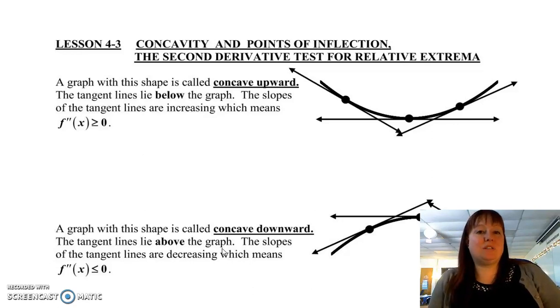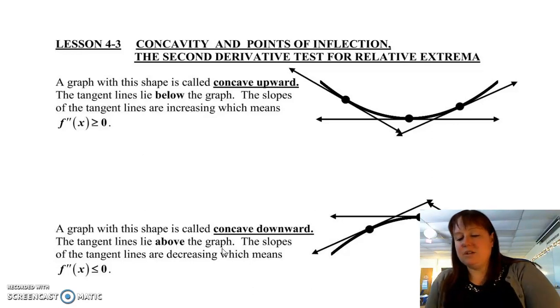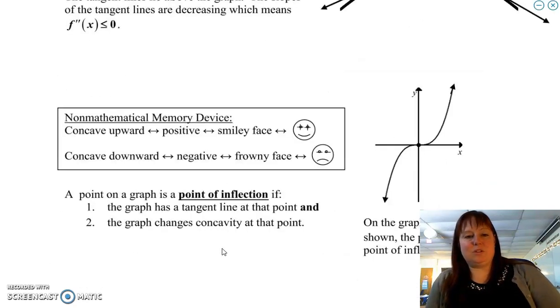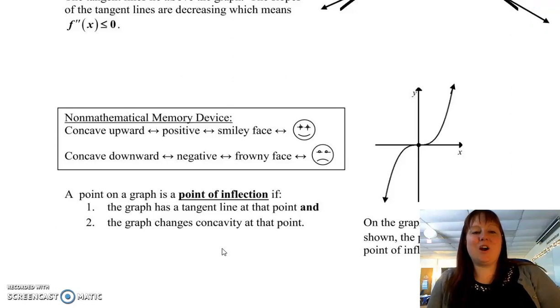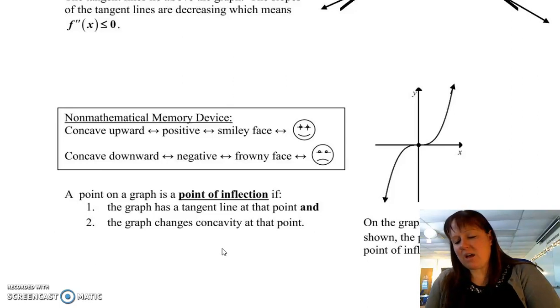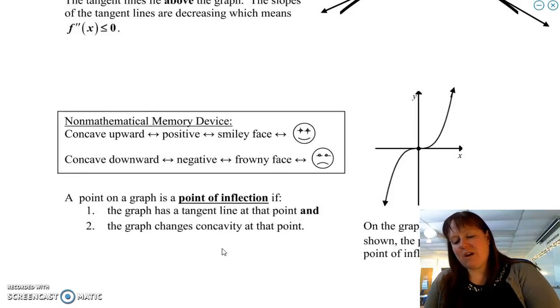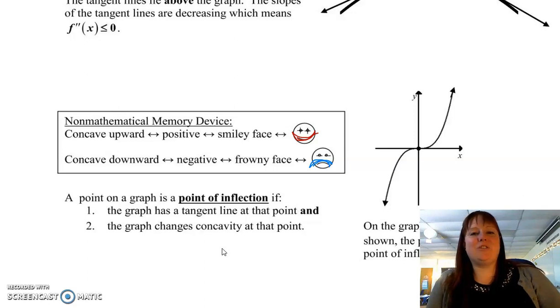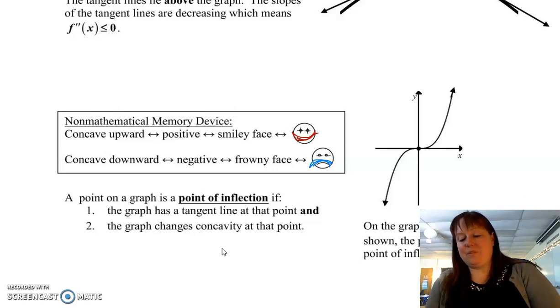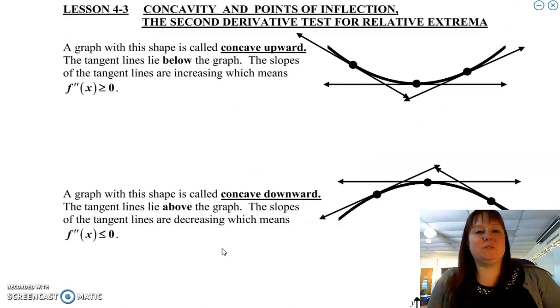If you think back to algebra, you learned what concave up and concave down meant. Here's a little visual mnemonic device: concave up is like a smiley face, because we love calculus, and concave down is like a frowny face. Sometimes that's just how you have to remember it. So let's look at what that looks like and what the derivative is doing at those points.